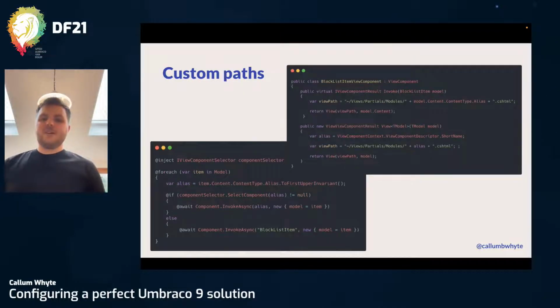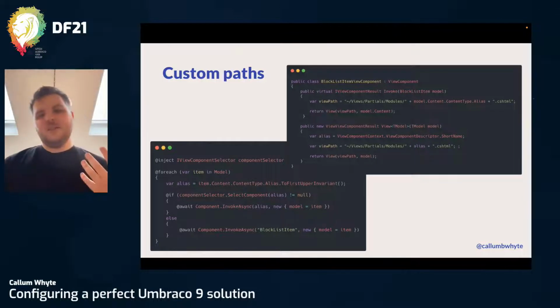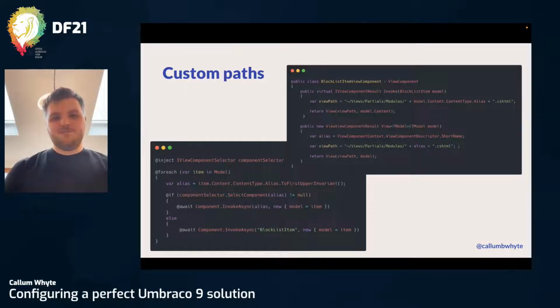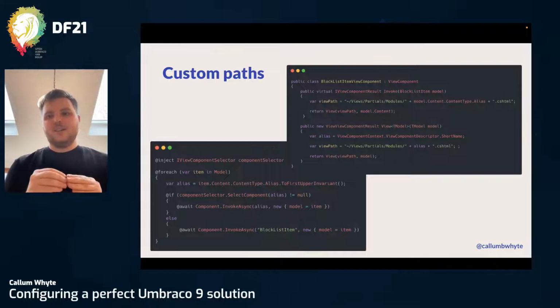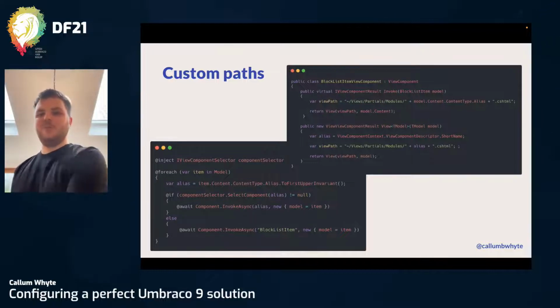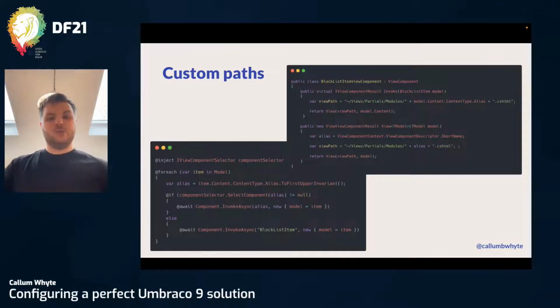But what we can now do is we've actually created this base view component that we can use pretty much everywhere. So we created a block list item view component, and that then routes all of these block list items to be served from a very, very specific path. So in our case, partials, modules, the name of the module .cshtml. And it just passes the content model straight through by default.